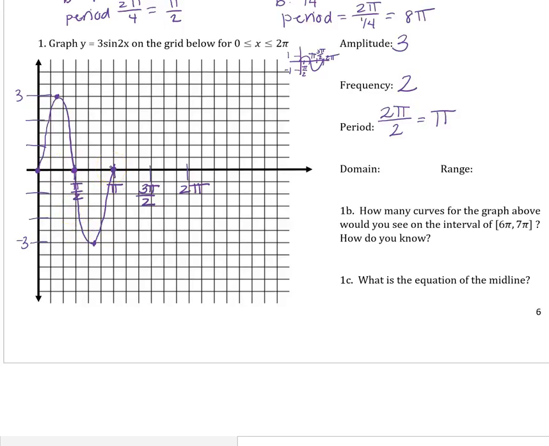Okay, so let's do another one. Halfway between pi and 3 pi over 2, I'm going to go back up to 3. At 3 pi over 2, I'm at 0. Halfway between, I'm now at -3. And then finishing at 2 pi. Okay, and I'm going to label my graph.